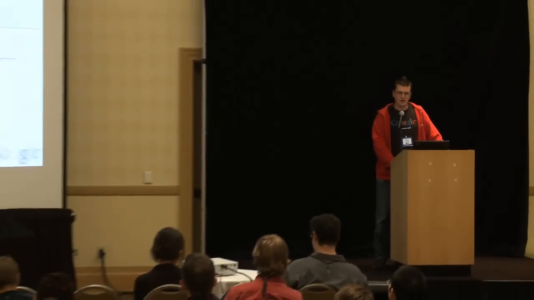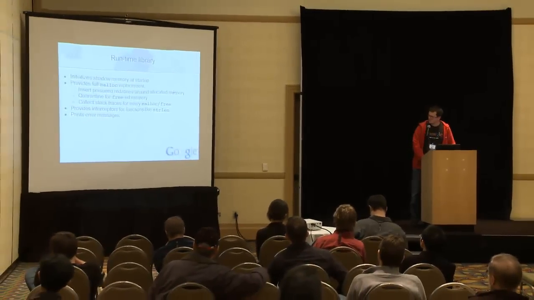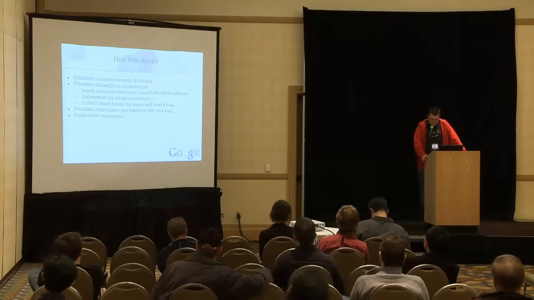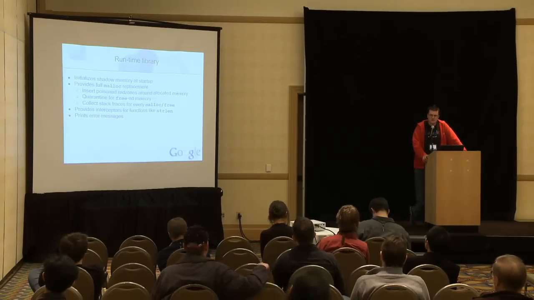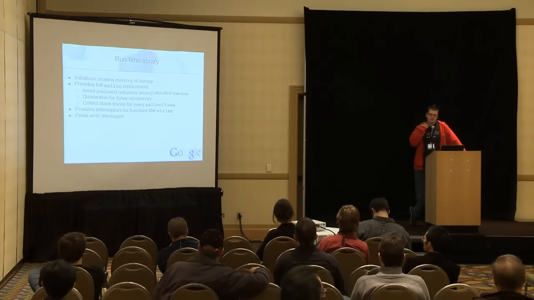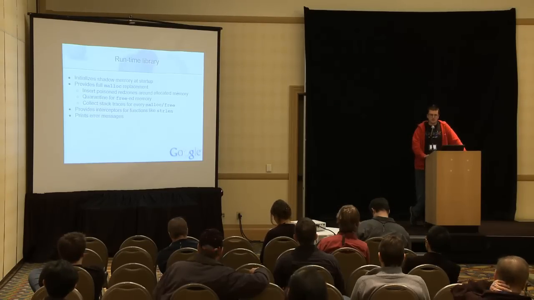So that part was about the compiler model, and that's what 1,000 lines in LLVM does. The rest of the tool lives in the runtime library, which is larger but mostly simpler in the logic. It initializes the shadow memory at startup. You have to map the shadow region so that no one else maps it for you.